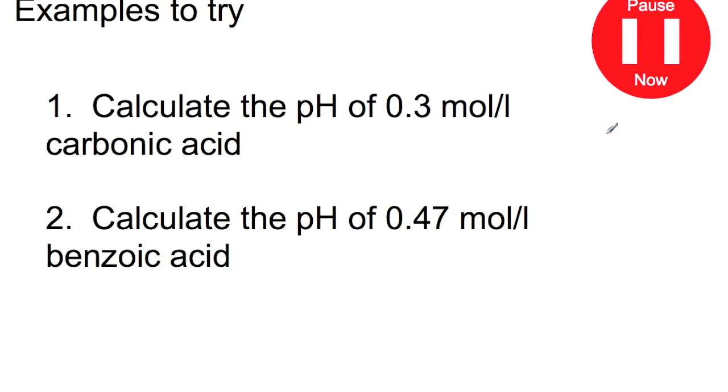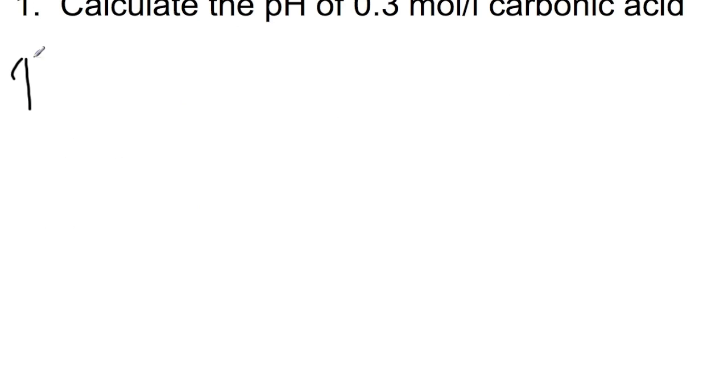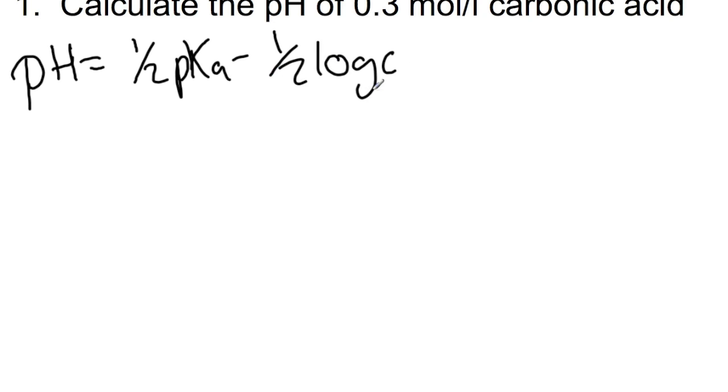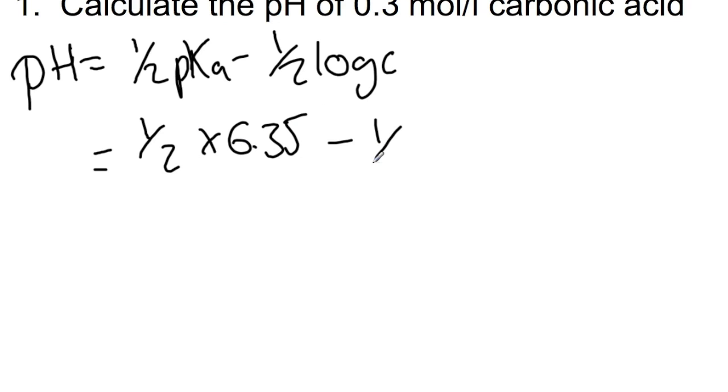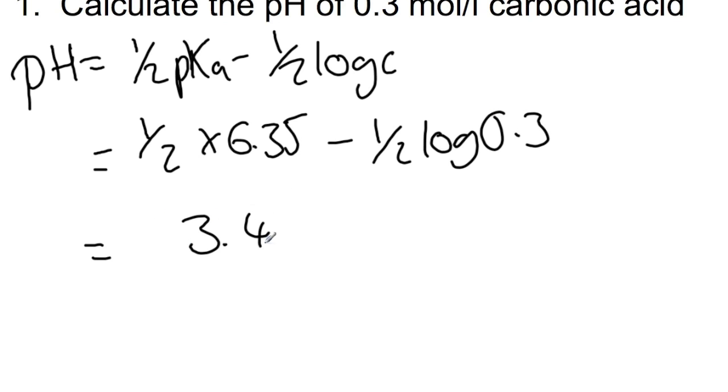Try these two examples yourself. Remember to use page 13 of the data book to get your pKa values. For this first example, using pH equals half pKa minus a half log C. The pKa for carbonic acid is 6.35, and the concentration that you've been given is 0.3. That gives you a pH of 3.44.